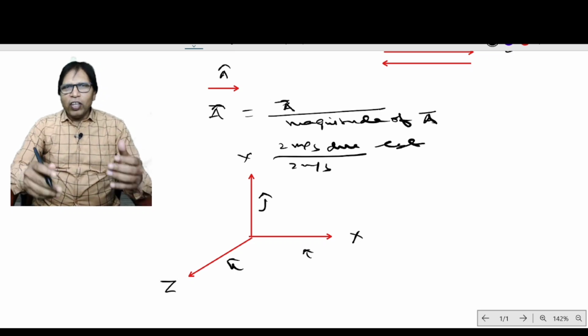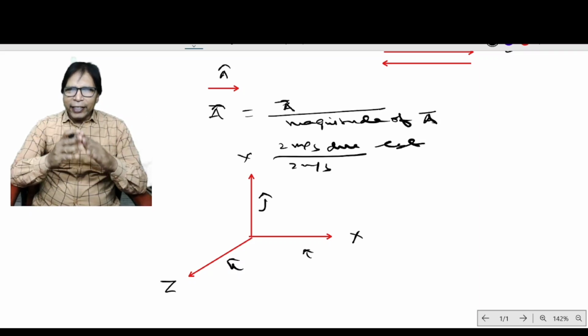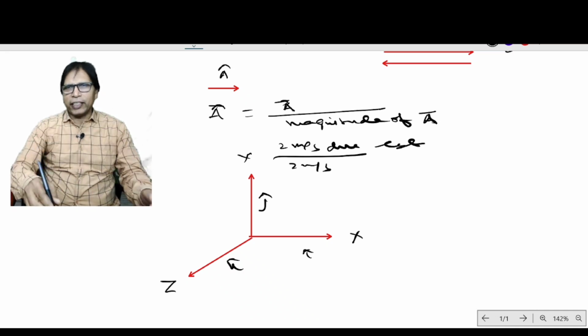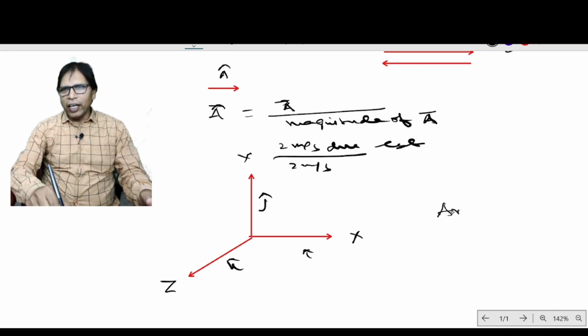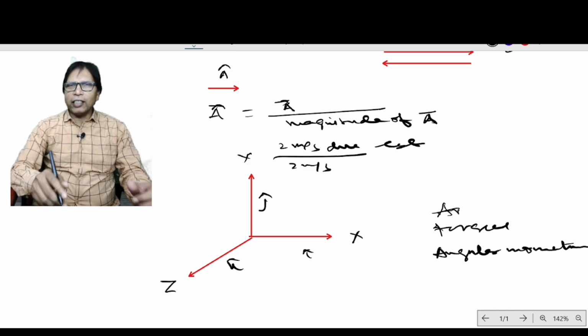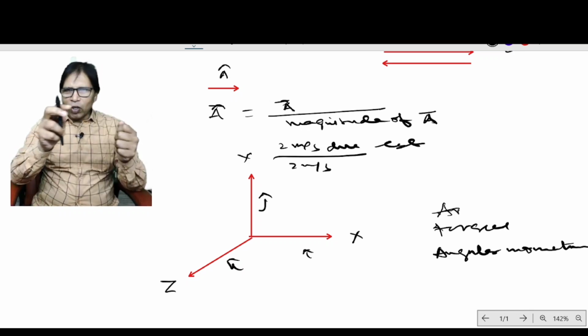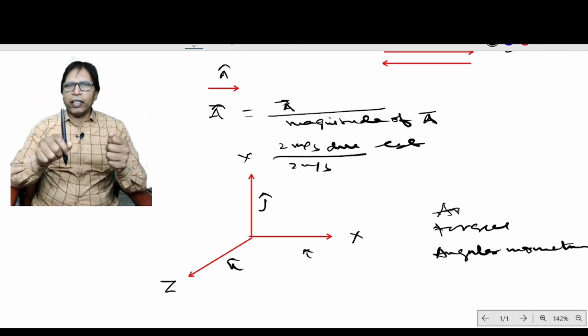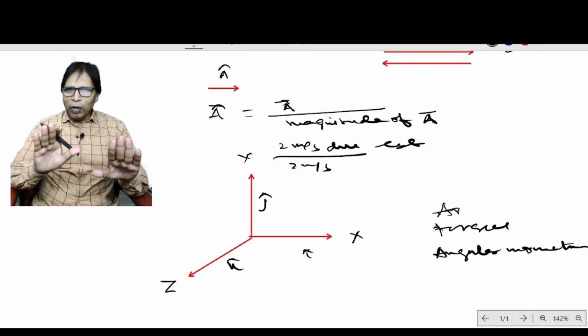Okay, now pseudo vector. The vectors directed along the axis of rotation are called pseudo vectors. The torque, angular momentum, angular velocity are pseudo vectors. For anticlockwise rotation, the pseudo vector is directed upwardly, and for clockwise rotation, it is directed downwardly. Okay, no problem.